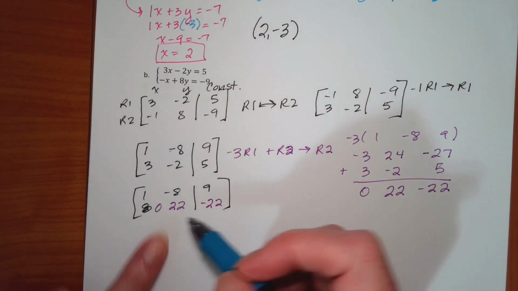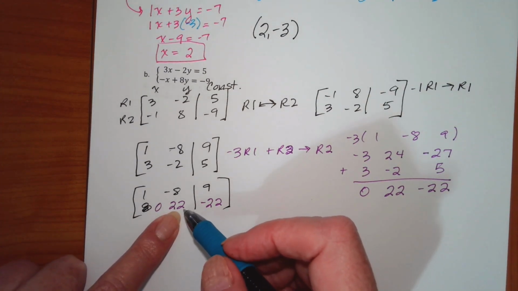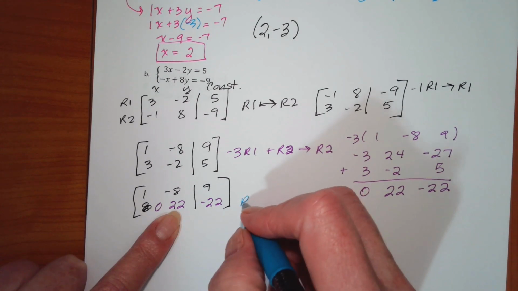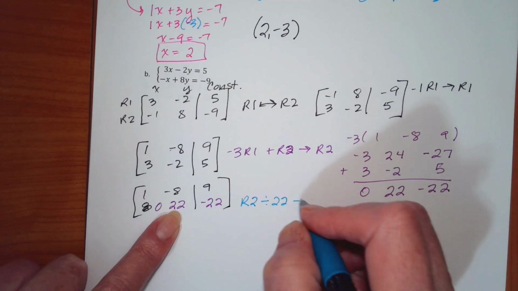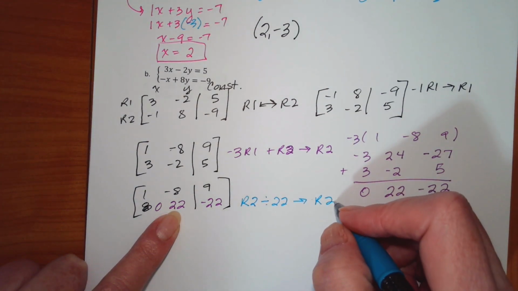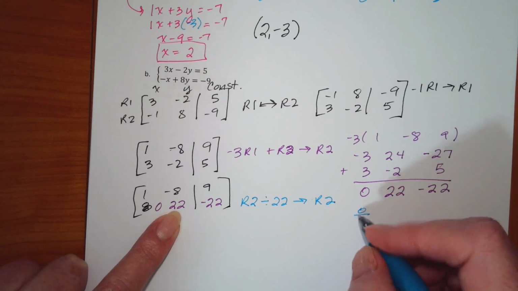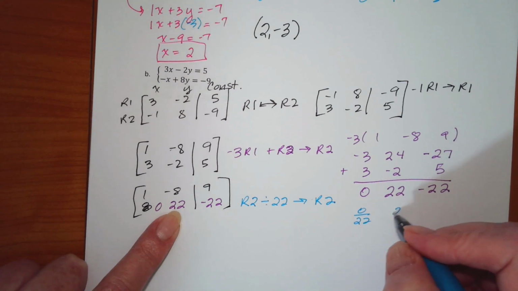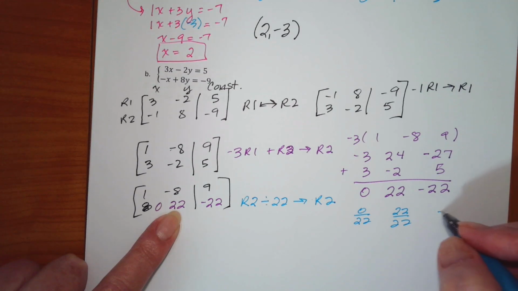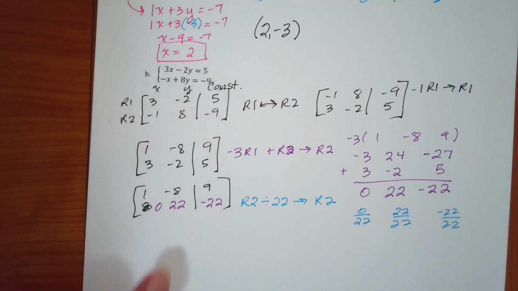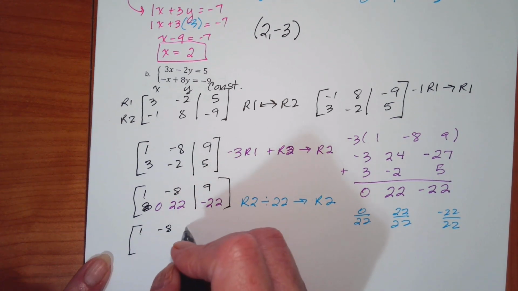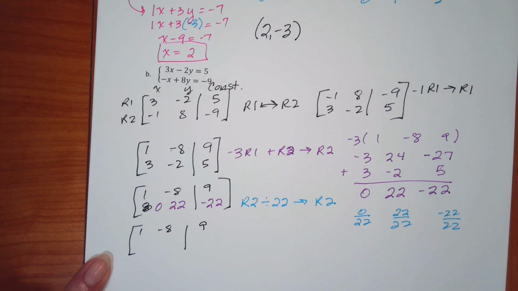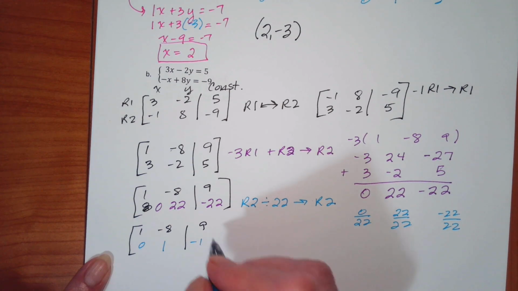Okay, so I've got the 1, 0. I need to turn this into a 1. So I can do that. I'm just going to take R2 divided by 22 and put that into R2. So that gives me 0 over 22, 22 over 22, -22 over 22. So I have 1, -8, 9, and then I have 0, 1, -1.